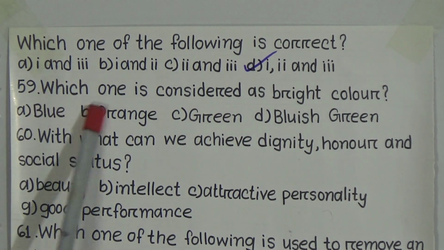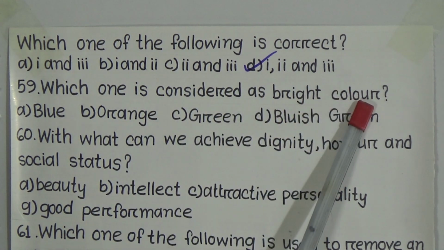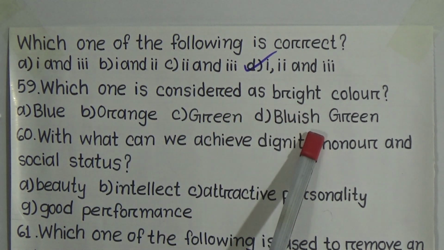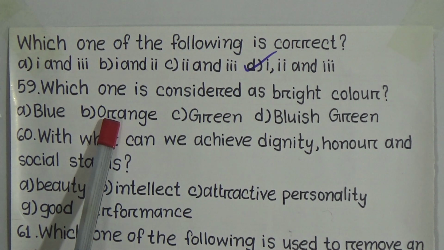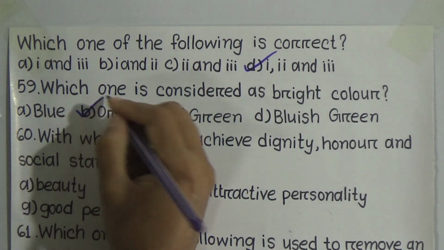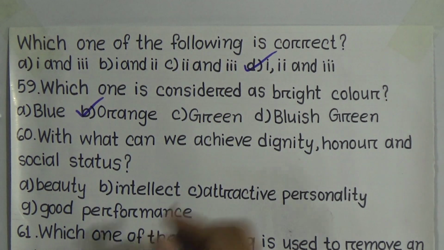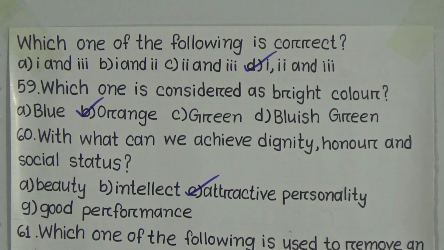Question number 59. Which one is considered as bright color? Given options are blue, orange, green, bluish green. Here the correct answer is option B, orange. So we have to put a tick mark on option B. Number 60. With what can we achieve dignity, honor, and social status? Options are beauty, intellect, attractive personality, good performance. Can you guess which one will be correct here? Here the correct option is option C, attractive personality.